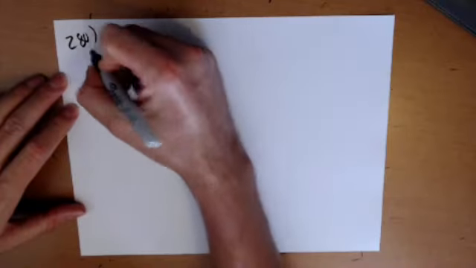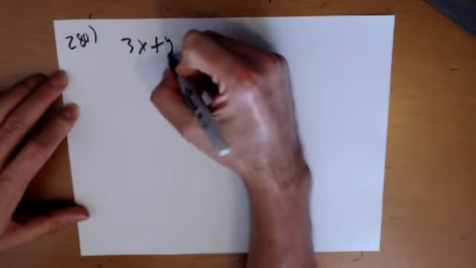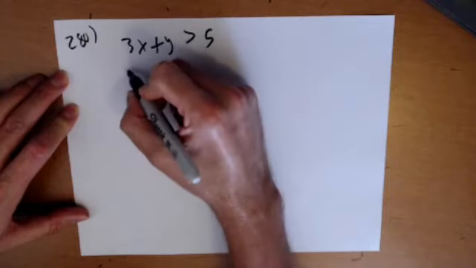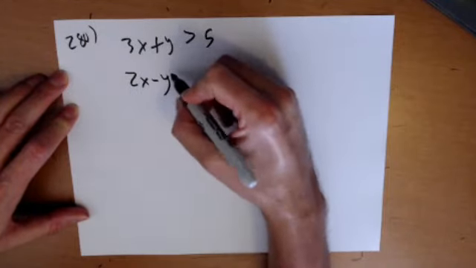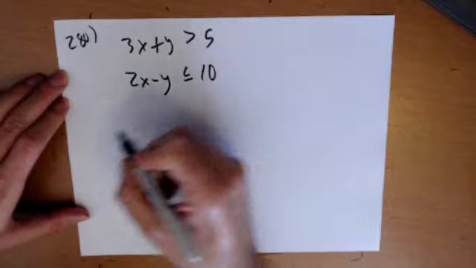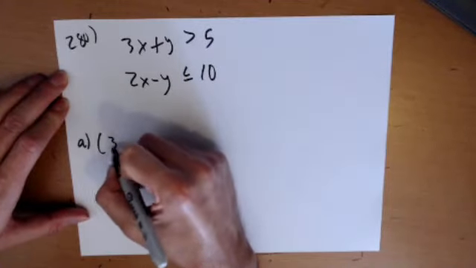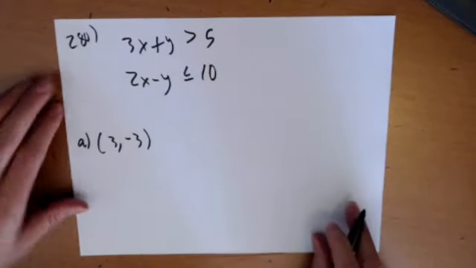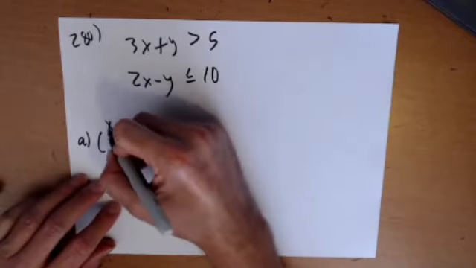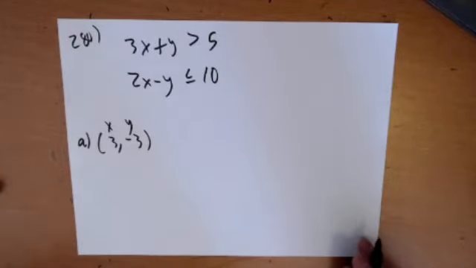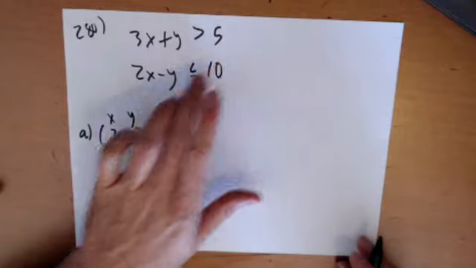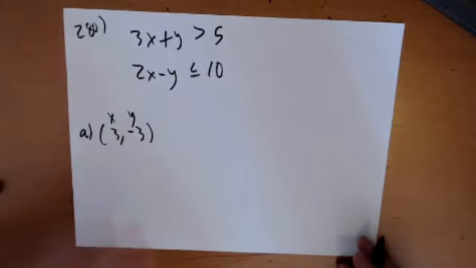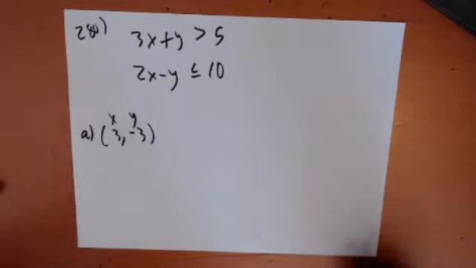Okay, folks, on to 4.7. So they give us problem number 280. 3x plus y greater than 5. 2x minus y less than or equal to 10. And we want to see if (3, negative 3) is a solution. So if we plug in 3 for x and negative 3 for y, will this statement hold true? And will this statement hold true? If yes for both, then this would be a solution.